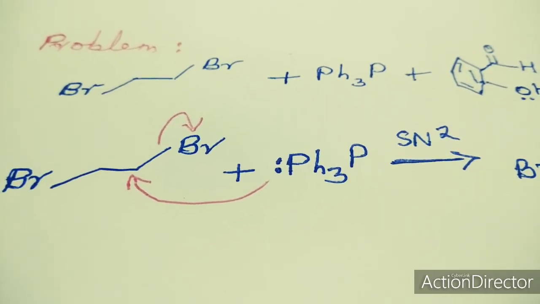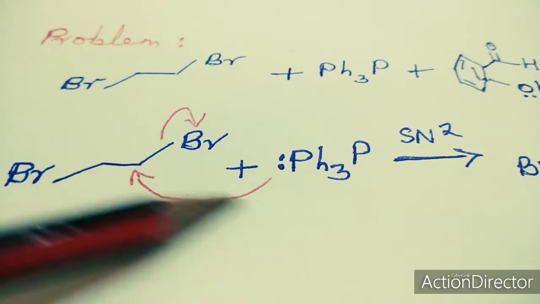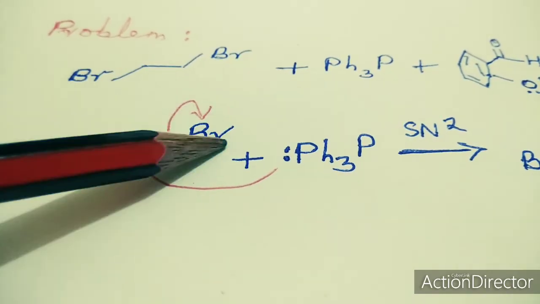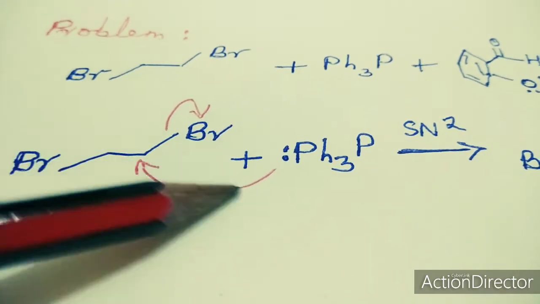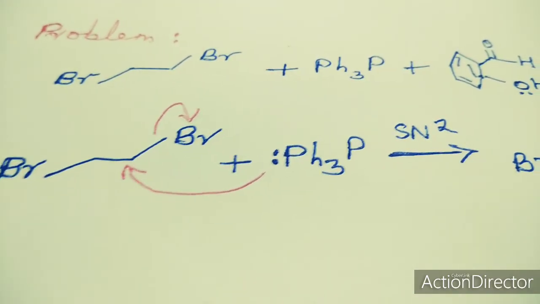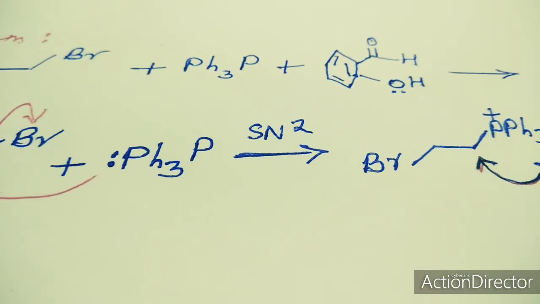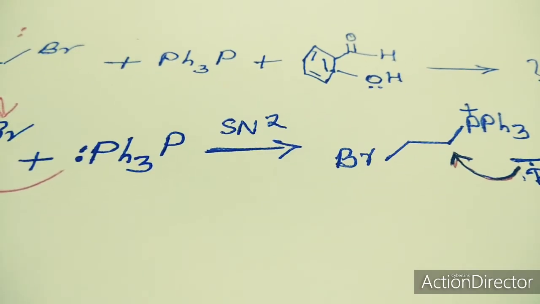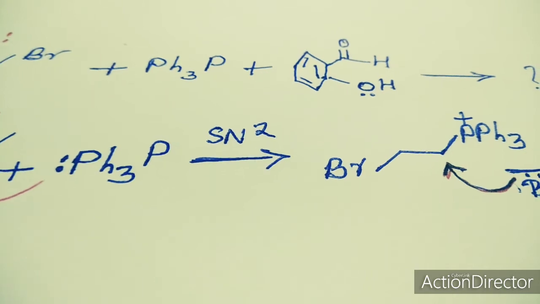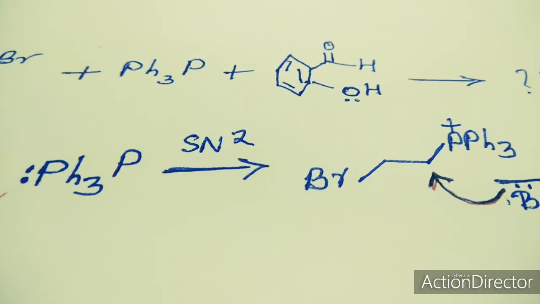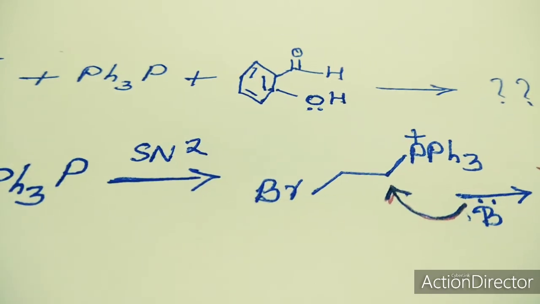PPh3 in the first step will give its electron pair, so Br negative will be eliminated as an SN2 reaction, like it happens for halide formation. And when this is formed, phosphorus will get a positive charge, Br is left, an SN2 reaction, because now P has given the lone pair of electrons.